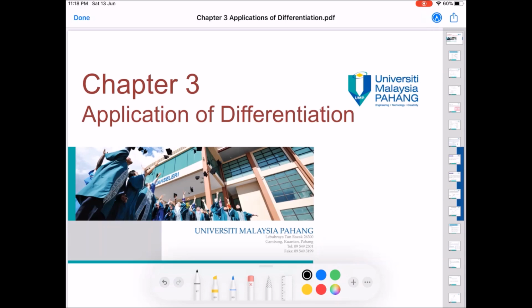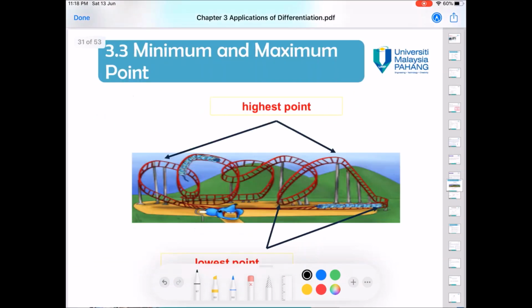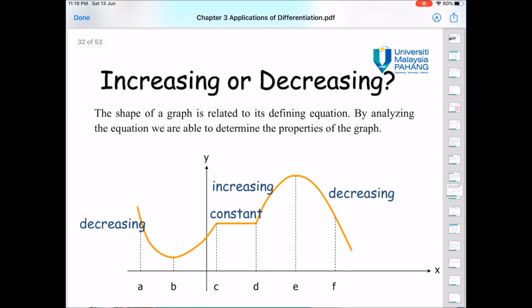In this video we are going to learn about application of differentiation in chapter 3, specifically in maximum and minimum value. So, 3.3 minimum and maximum point. The application of minimum and maximum point is to find the highest point as well as the lowest point in any function. We can use differentiation to find the highest point and the lowest point, using the first derivative as well as the second derivative. We will see both differentiations later.